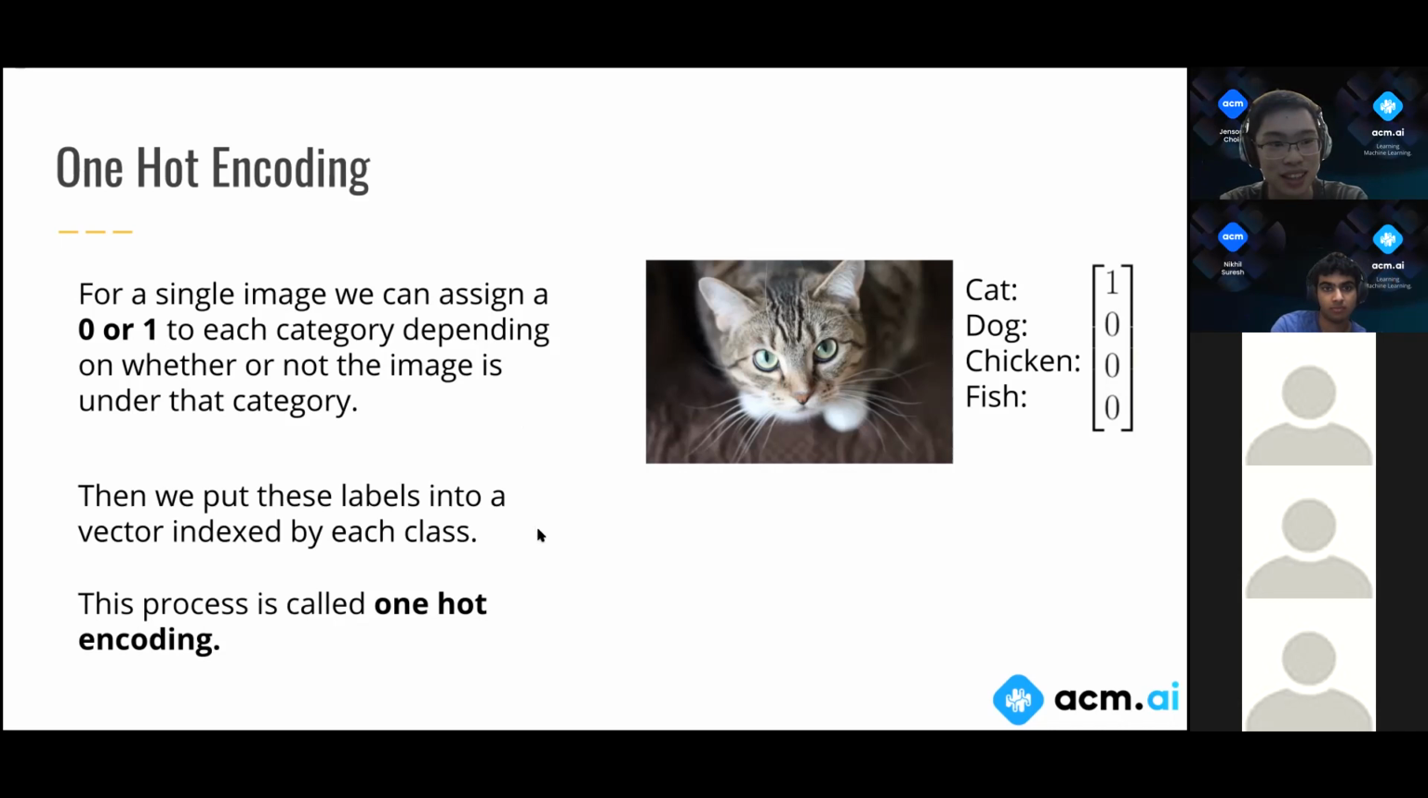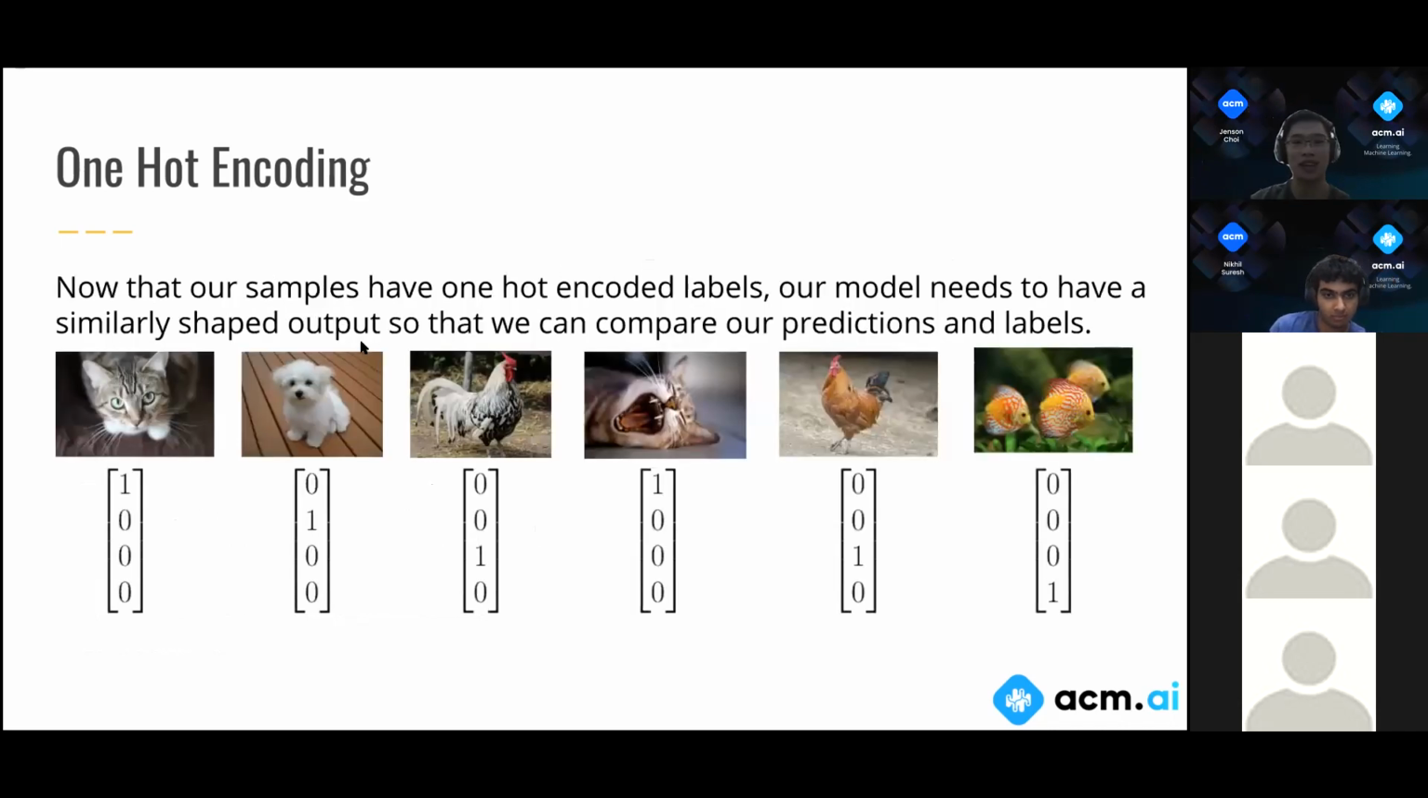Okay, never mind. So now that our samples have been one-hot encoded, our model needs to have a similarly shaped output so we can compare our predictions and our labels when we use our loss function, or when we calculate the loss. So these are what our images look like now, one-hot encoded.